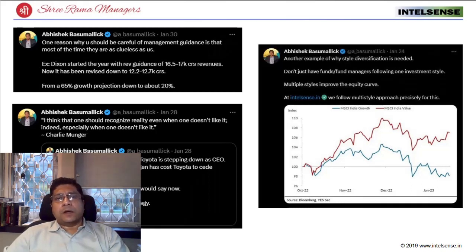to play out. So Dixon started the year with a revenue guidance of about 17,000 crores. After the first quarter, it reduced it down to, I think, 15,000 crores. And now it has revised it down to around 12.2 to 12.7. Right. So basically, from a 65% annual growth, you're down to about 20%. Right. So what I'm trying to emphasize here is, we should never be very, very sure of two things. One, we should never be very sure of our own analysis, and especially when it is related to forecasting. And we should never take management guidance as sacrosanct, right? Because nobody knows what is going to happen in the future, right? So this is a very, very good current example of not taking yourself and management commentary seriously.